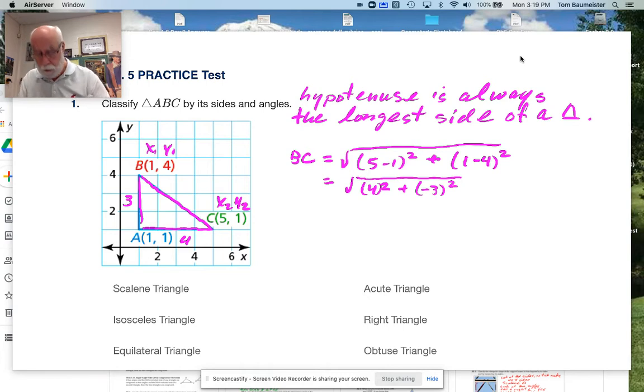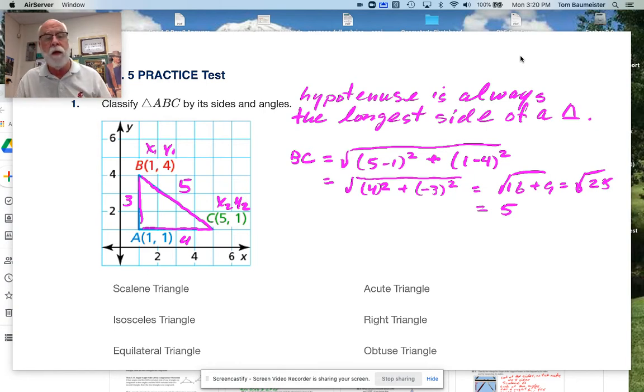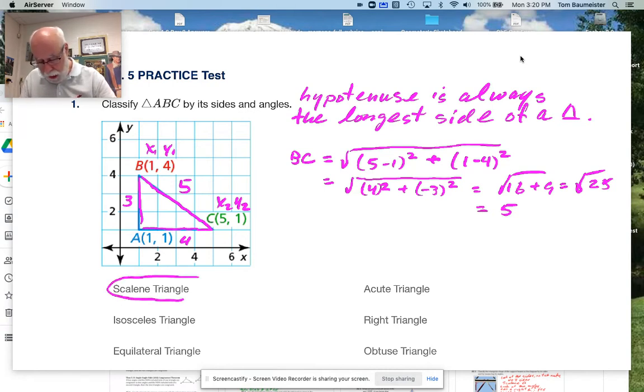So if we work that out, 4 squared is 16, 3 squared is 9. Add them together, it's 25, and the square root of 25 is 5. So we know that that length is 5 there. Again, we'll see later on that that's called a special right triangle, 3, 4, 5, which will be very important for us. Right now we can at least notice that all the sides are different, so we know it's going to be scalene.